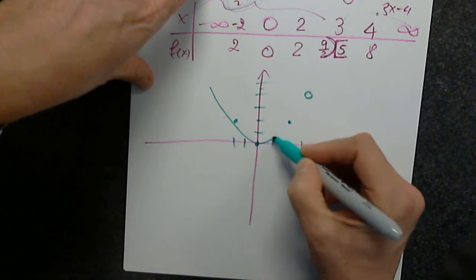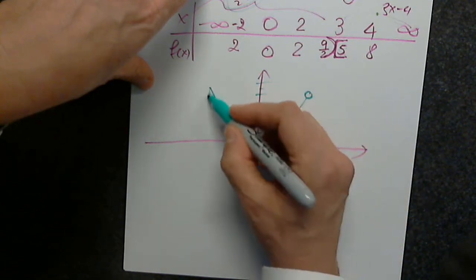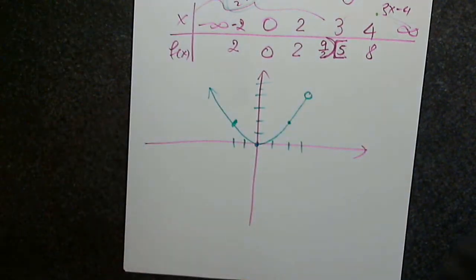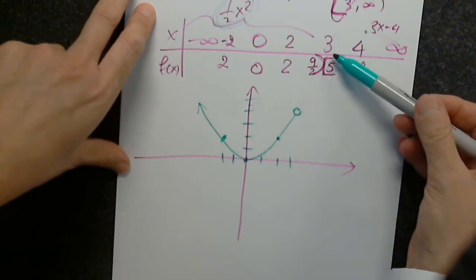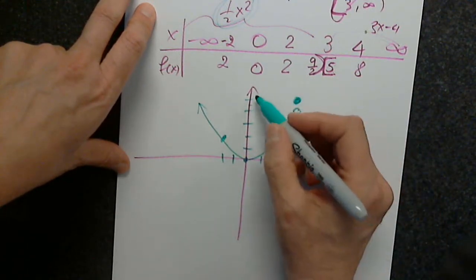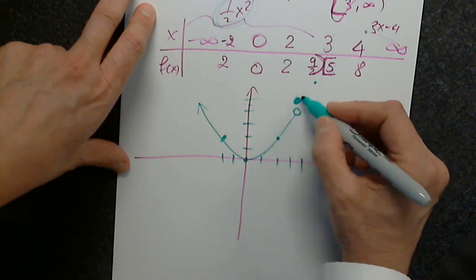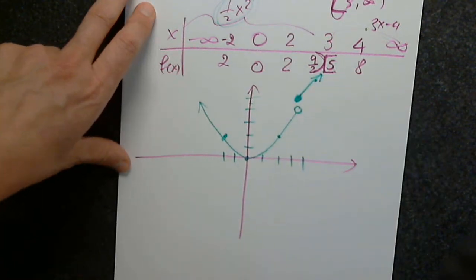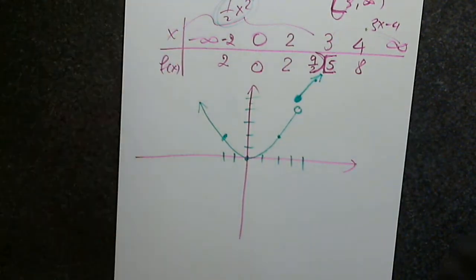If you remember transformations, right? It's a vertical shrinking of x squared by a factor of 1/2. Then I have 3 comma 5 and 4 comma 8, so I'm going to say somewhere here. So this is the graph: vertical shrinking by a factor of 1/2 on the left, and just a line on the right of 3.